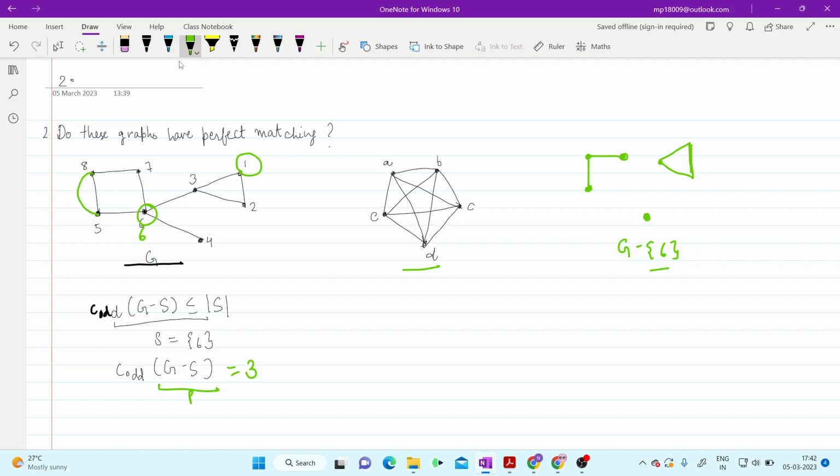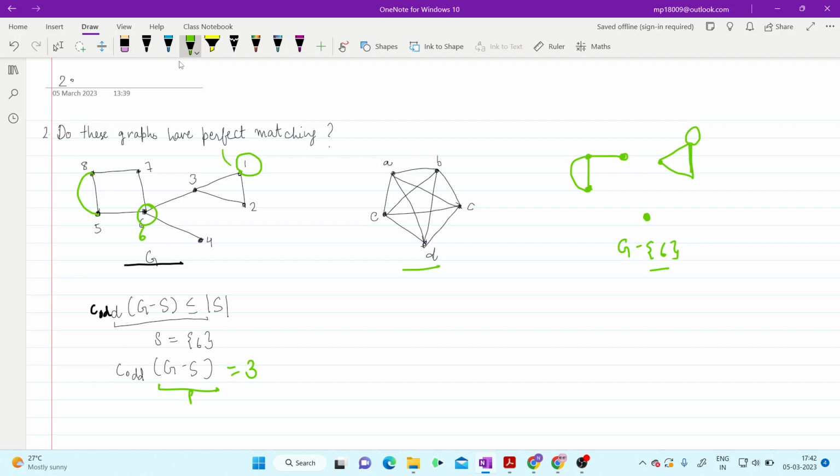So first, we are adding an additional edge. Then also, if you are removing 6, the number of odd components is not changing, right? Because by odd components we mean that the number of vertices should be odd.